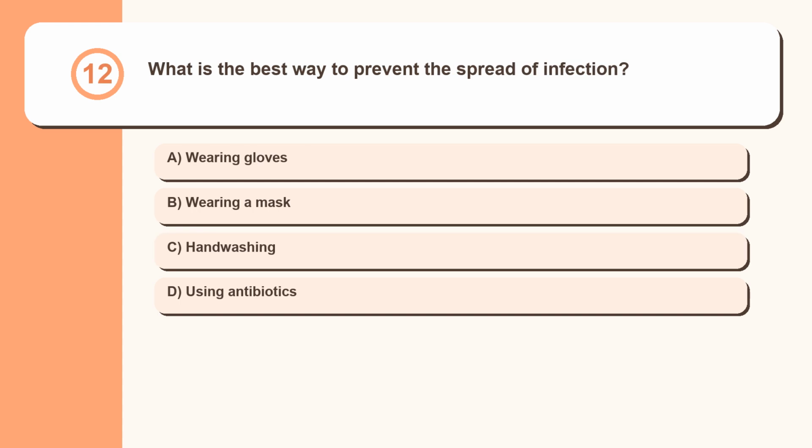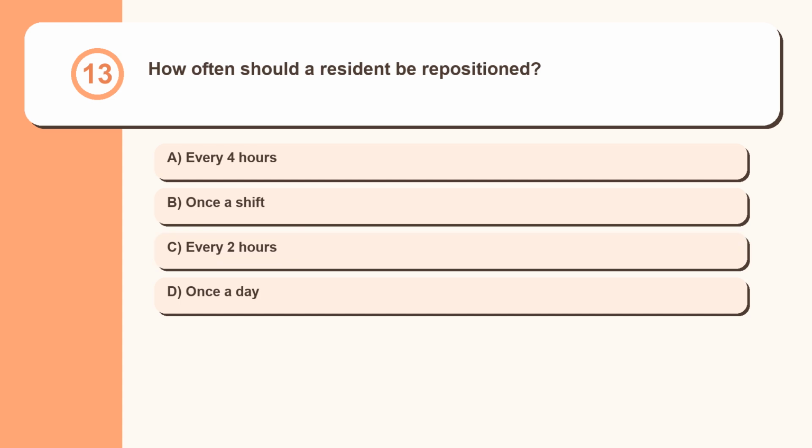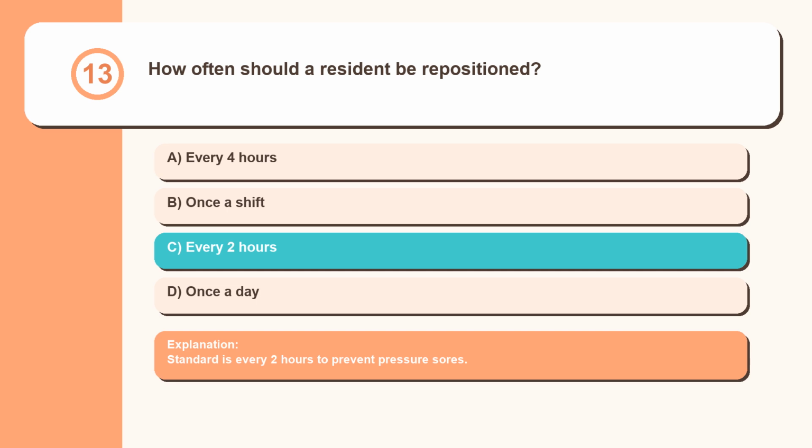Question 12. What is the best way to prevent the spread of infection? Wearing gloves. Wearing a mask. Hand washing. Using antibiotics. Hand washing is the number one way to prevent infection spread. Question 13. How often should a resident be repositioned? Every 4 hours. Once a shift. Every 2 hours. Once a day. Standard is every 2 hours to prevent pressure sores.